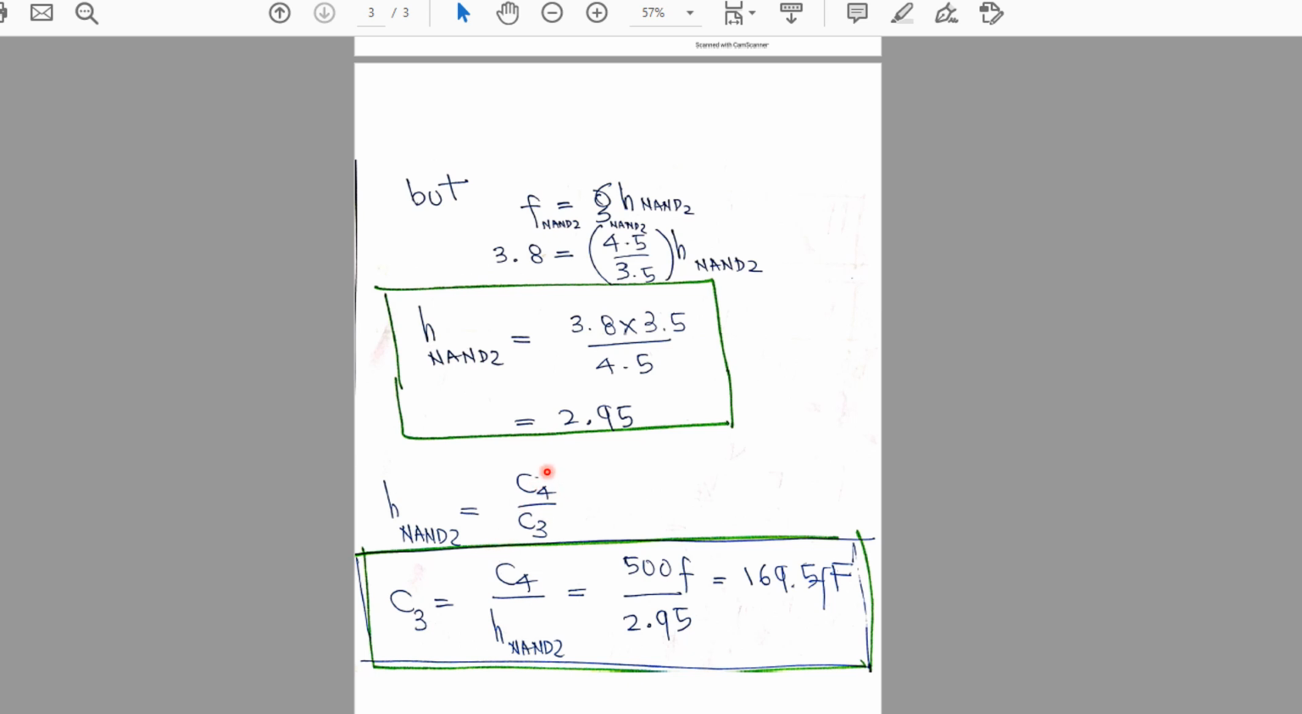And we know C4, it's given. H of NAND 2 we have just calculated, and we can plug these values in to find the value of C3, our last unknown. Thank you.